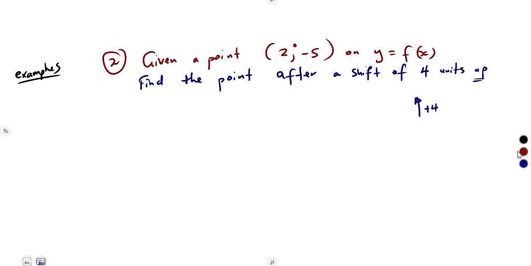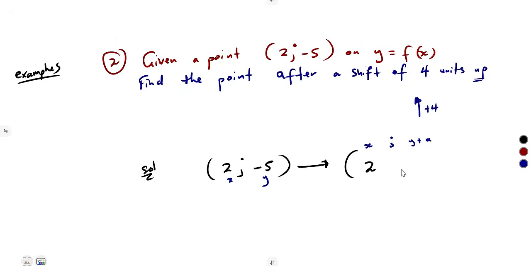So meaning to say, at the end, this is what we are going to have. The point (2, -5) is going to be transformed to, remember, this is your x, this is your y value. So here we are going to have x, but here we are going to have y plus a, which is the number of units that you are given there. So x remains as it is, meaning our x is going to remain as 2. Then the part of y there is minus 5 plus, since we are going up, we are going to add 4. So this is what you're going to have.